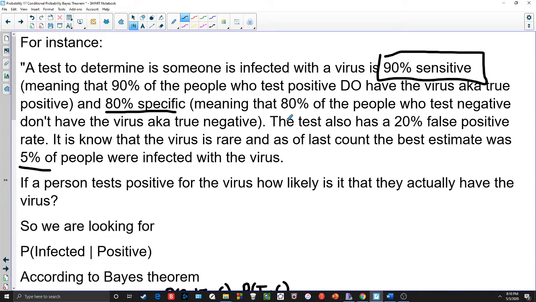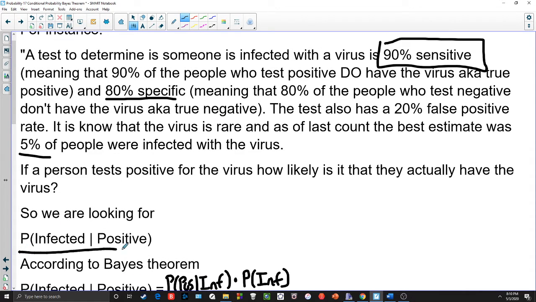Let's say this is a deadly virus, and if you have it, you're going to certainly die. You obviously want to know, okay, the test gave me a positive result, but it also has a 20% false positive rate, and the virus is also very rare. So that doesn't mean I'm 90% certain to have it. It's actually a little bit less, or maybe a lot less. Let's see, actually. What we're looking for is the probability that we're infected given we tested positive. We already know we tested positive. We want the probability now that we're infected.